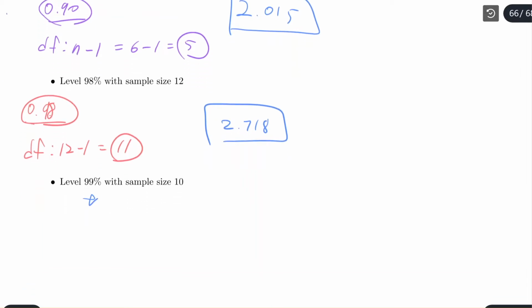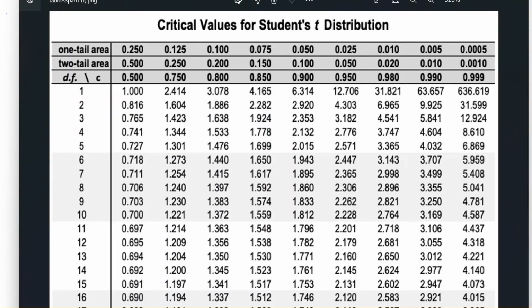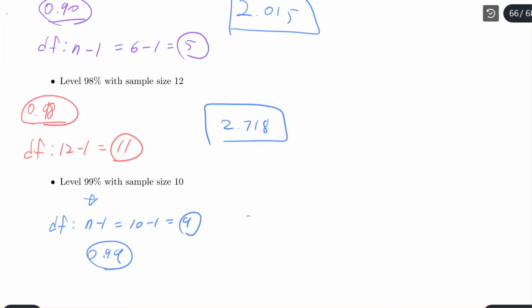Okay, pause the video now. Okay, so let's try. Degrees of freedom is n minus 1, so 10 minus 1 will be 9, and we're looking at 0.99. So it will be right here, 3.25. Be careful, this is 0.999, but we're looking only at 0.99, so the answer is 3.250.